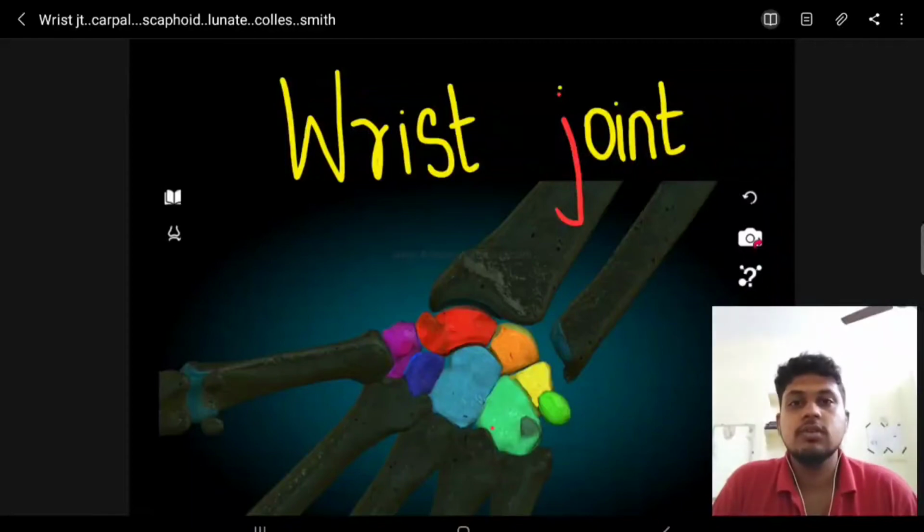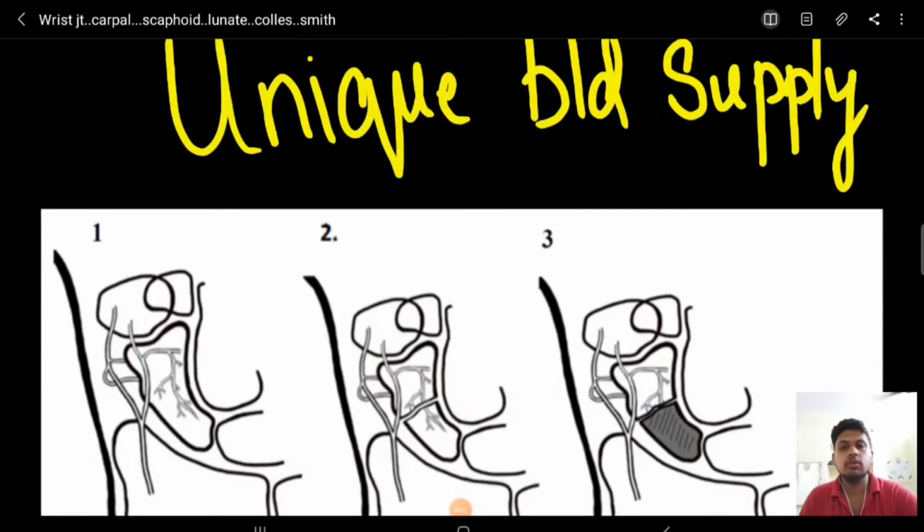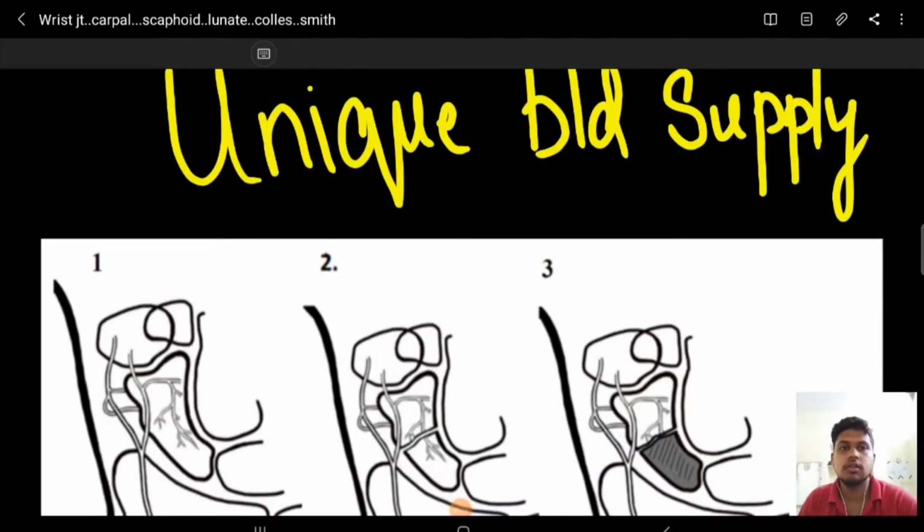Welcome to this video. In today's video, the scaphoid bone has a unique blood supply. As you can see from this diagram, this is the radial artery, and the radial artery gives up two branches. This is the superficial branch, which is supplying the volar component, and the dorsal branch, which is supplying the dorsal component. So these two branches of the radial artery supply the scaphoid bone.